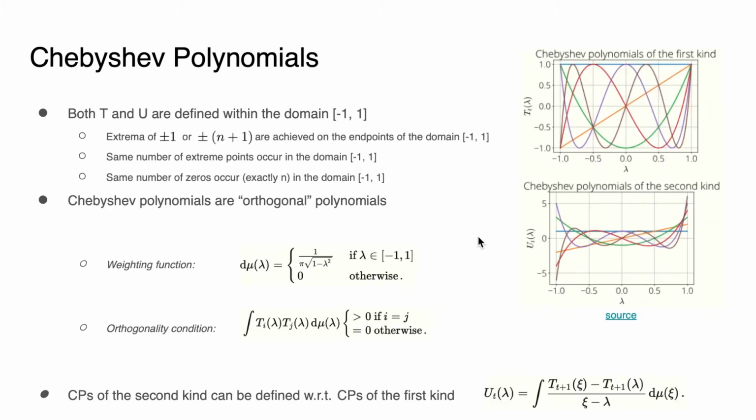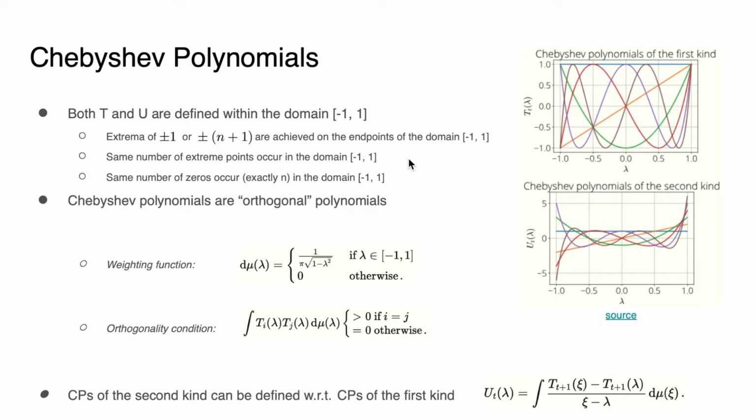Chebyshev polynomials are most commonly analyzed in the domain of -1 to 1, and the behavior of first and second kind Chebyshev polynomials within this domain can be observed in this image here. One difference that you'll notice between these polynomials is that Chebyshev polynomials of the first kind achieve extreme values of plus or minus 1, while Chebyshev polynomials of the second kind achieve extreme values of plus or minus n plus 1, where n is the degree of the polynomial.